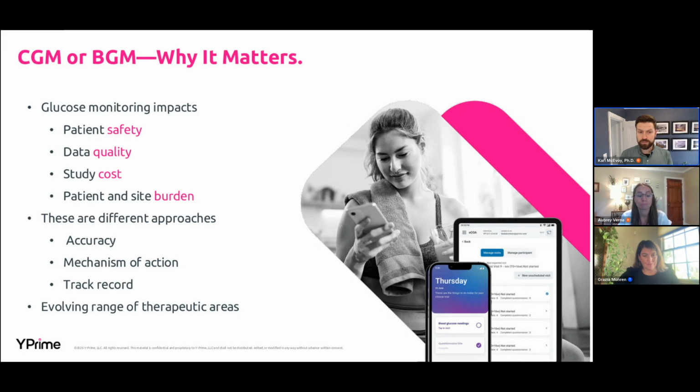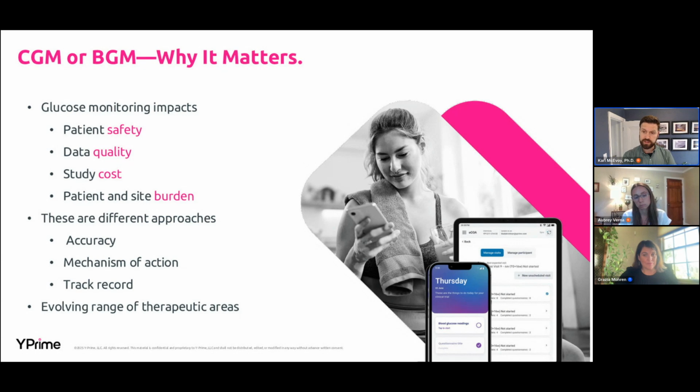Thanks a lot, Aubrey. Hi, everybody. So adding to what Aubrey said, it's obvious we see an increase in the use of CGM and BGM with our sponsors and across clinical trials and across the industry. And we see, again, in patients' own lives, the adoption of CGM on top of the traditionally used BGM. But I guess from our perspective, we want to think a little bit about why it matters. And we're seeing this growth in a number of areas.